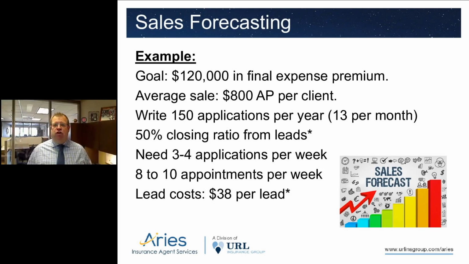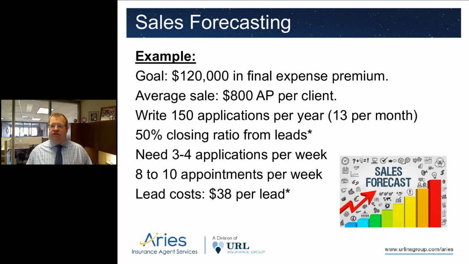So you go back to my goal. We wanted to do $120,000 in final expense premium. The average sale is $800 of annualized premium per client. So that means that I would need to write about 150 applications per year, or around 13 applications per month. Now I do know, and this all goes from experience and knowing your numbers, you need to know your numbers. You have to. It's important, and you should have this.